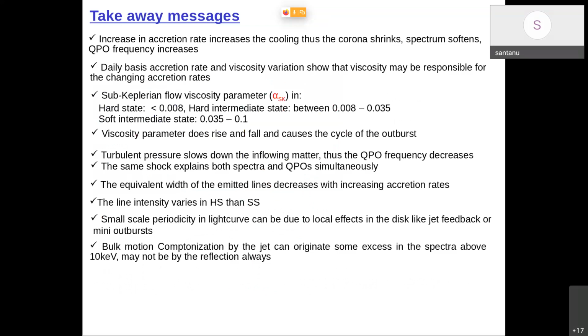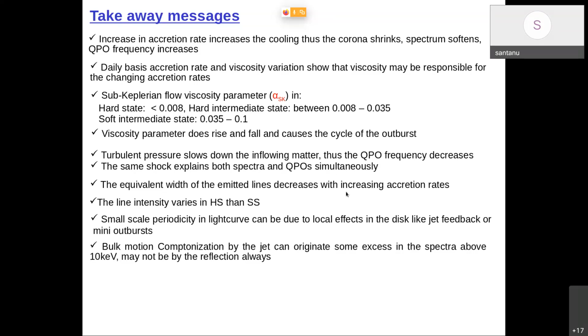So these are the takeaway messages. What we observe is that an increase in accretion rate increases the cooling, thus the corona sinks, the spectrum softens, and the QPO frequency increases. Daily basis accretion rate and viscosity variations show that viscosity may be responsible for the changing accretion rates, and these are the range of viscosity parameters that can trigger different spectral states. The viscosity parameter does rise and fall and causes the cycle of the outburst.